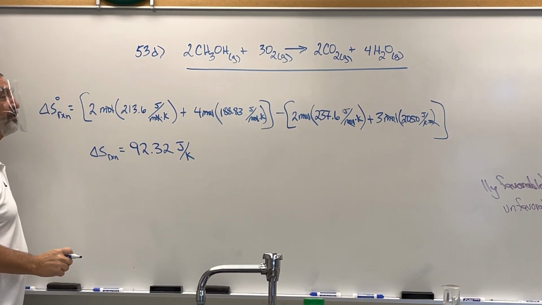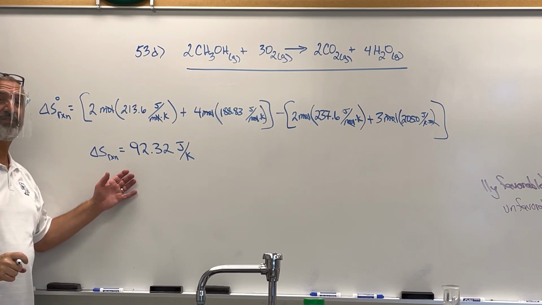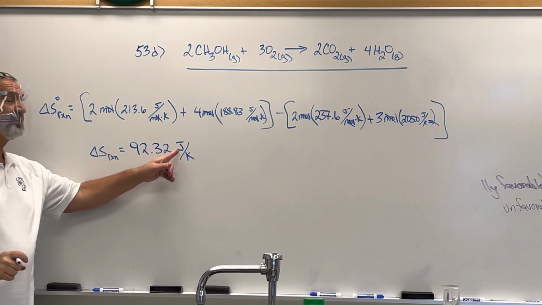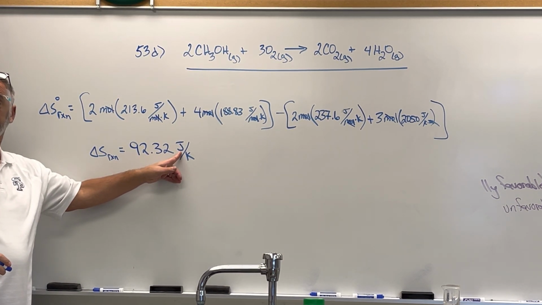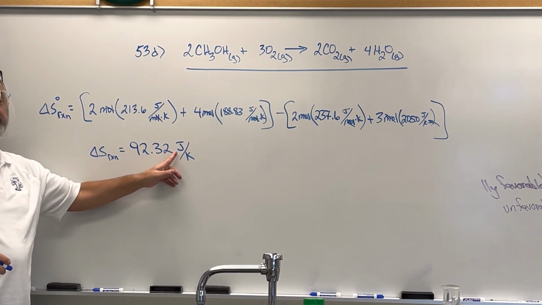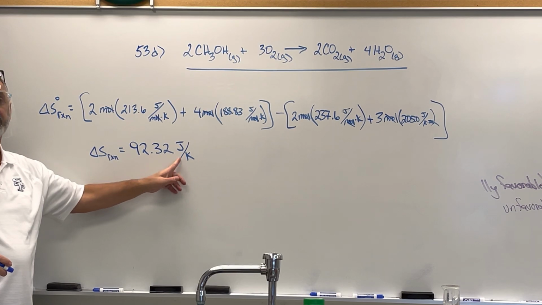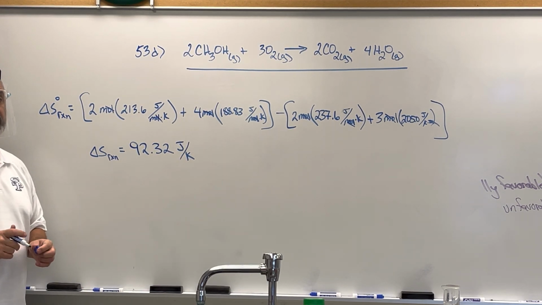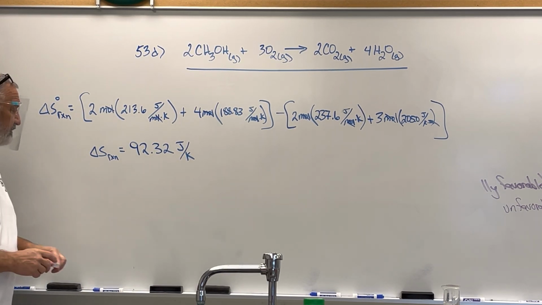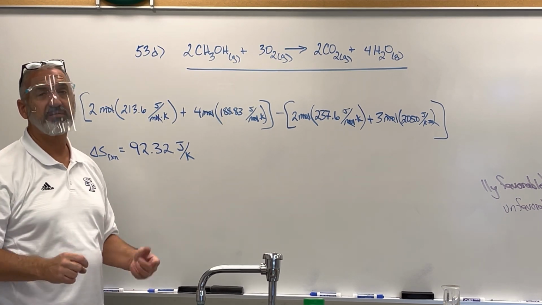Now, if we had delta H and needed to figure that out, we would make sure that this joules got changed to kilojoules before we put it into delta G equals delta H minus T delta S. That's where most people make the mistake, they forget to do that. Okay? All right. Go ahead and take your break and come back.